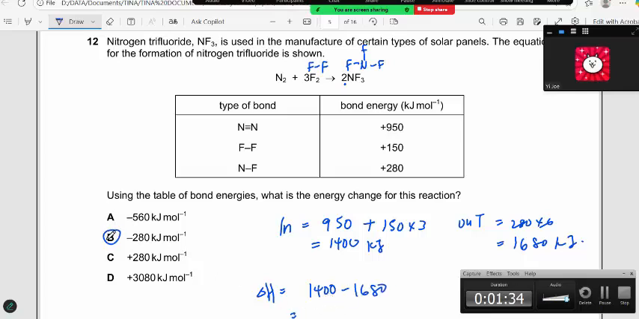Yes, correct. Okay, good. Okay, so sometimes they will give you the energy change and then they will ask you to find the bond energy.